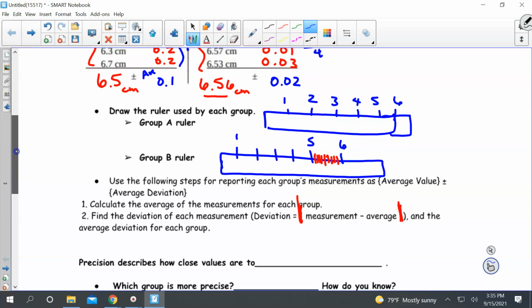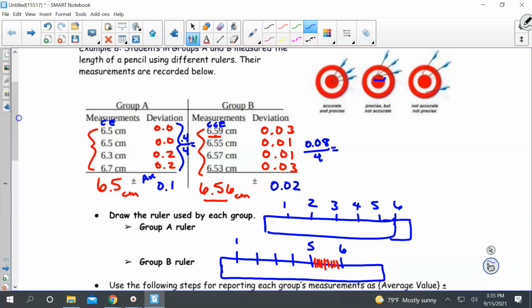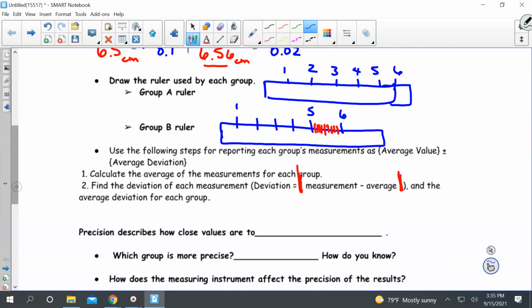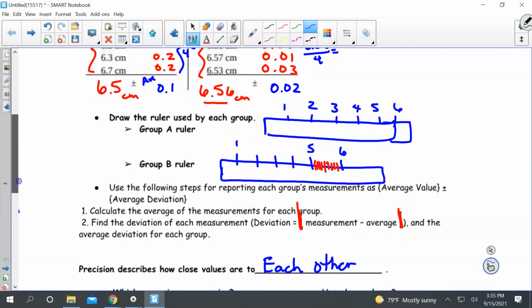So precision describes how close values are to each other. Like this is precision right here on that target. It looks like all of the darts are landing in one spot. So precision has to do with how close values are to each other. In my dartboard example, in the second one, those are close to each other. These ones are not close. That is not precise, because they're all over the board. So that's what precision has to do with.